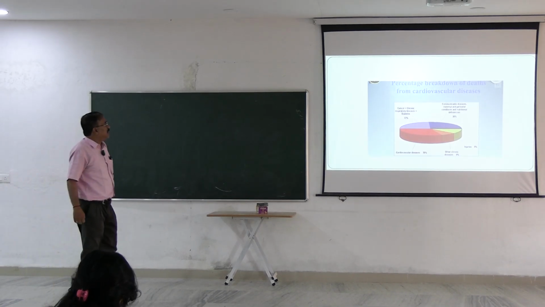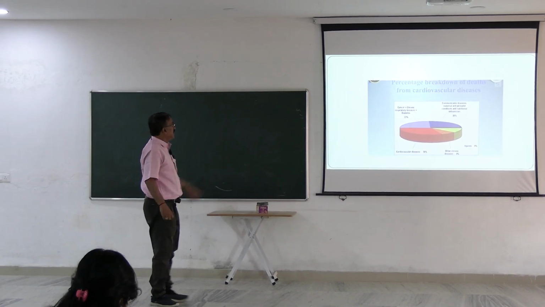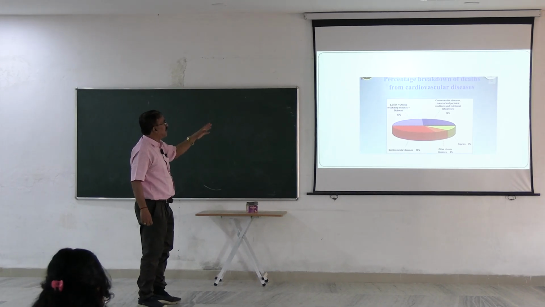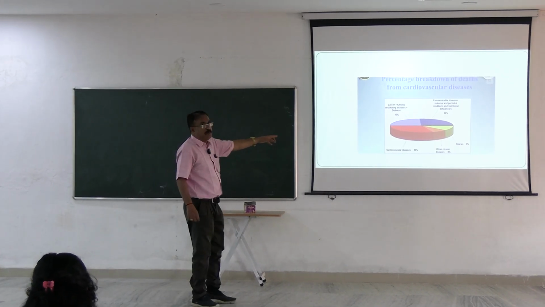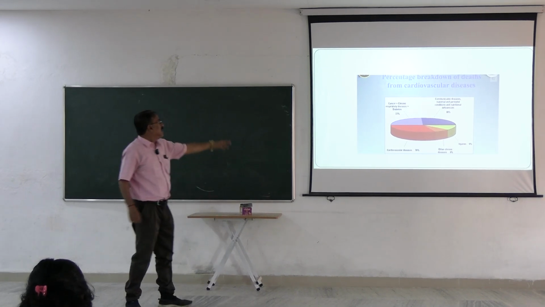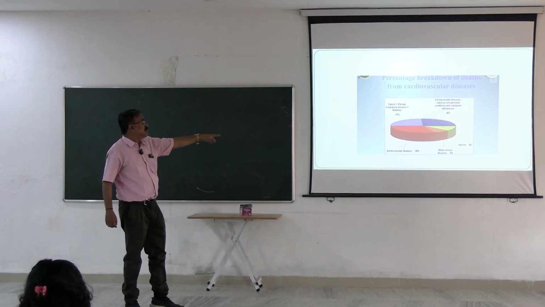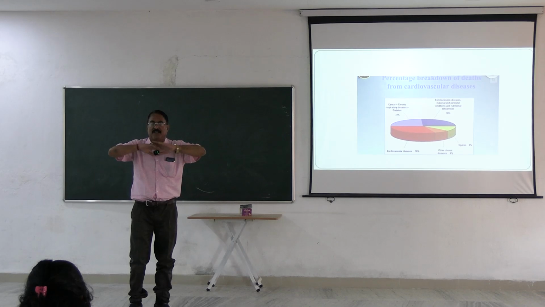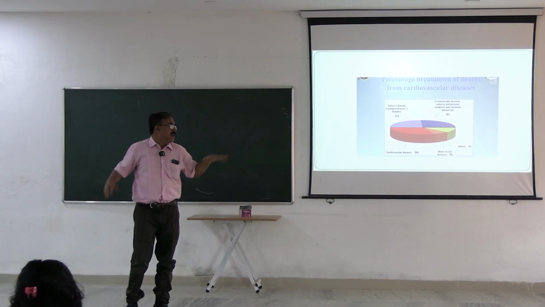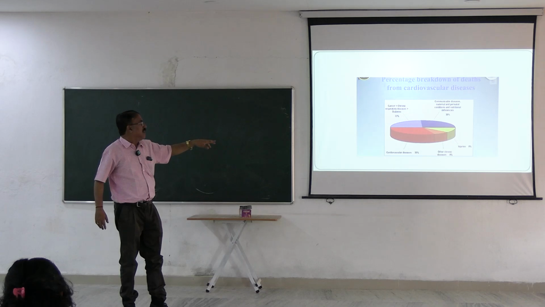So this is a breakdown of deaths from cardiovascular disease. The majority, if you can see here, are from cardiovascular diseases: 30% of deaths are due to cardiovascular diseases, and cancer contributes 27%. So cardiovascular and cerebrovascular disease is the most important among all the non-communicable diseases. Okay.